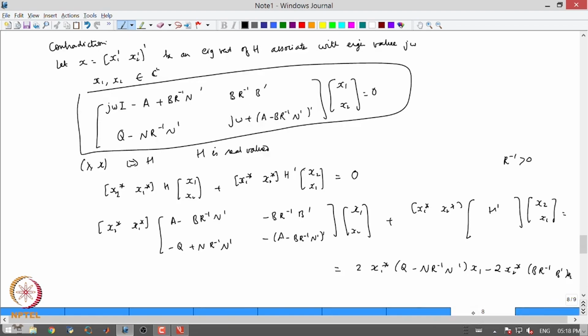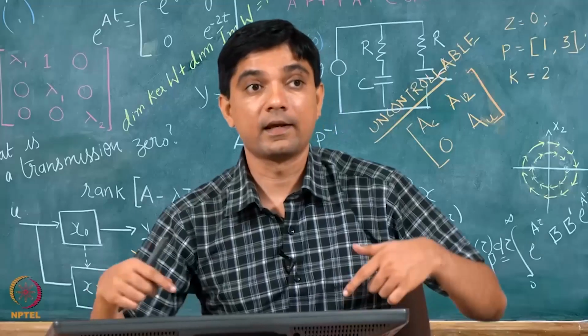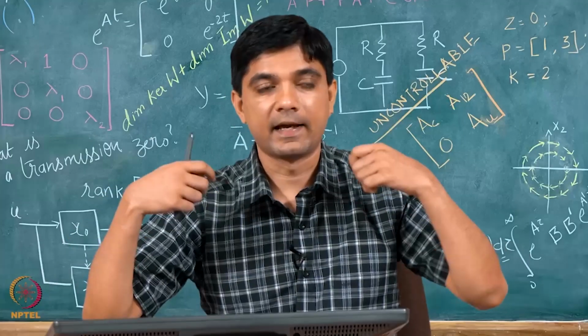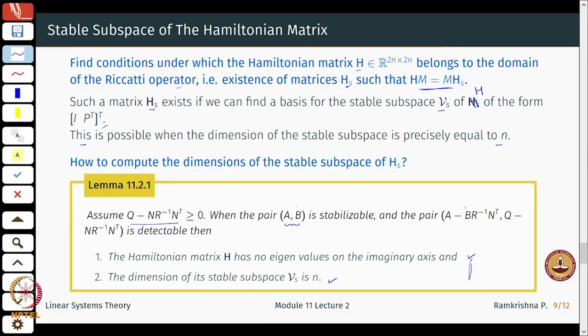Now, let us go back to the theorem statement. When (A, B) is stabilizable and this pair is detectable, then these things happen. Now, when I assume that there are eigenvalues on the imaginary axis, these two conditions are violated, and therefore the Hamiltonian matrix H has no eigenvalues on the imaginary axis, and therefore the dimension of its stable subspace is n. One step we have proceeded further.